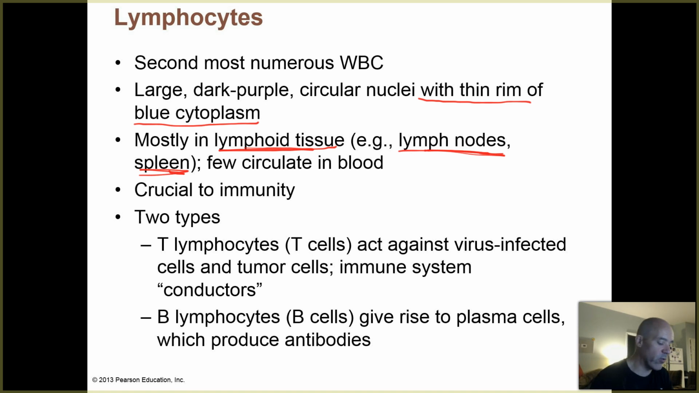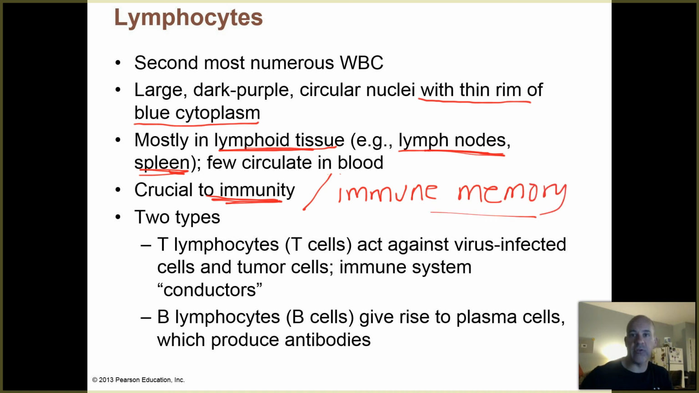These lymphocytes are crucial to immunity, including immune memory. So like when you get exposed to a particular strain of influenza virus, and then that protects you toward that particular strain for a long period of time afterwards. That's immune memory. These types of cells play a very crucial role in that. Lymphocytes, you have two major categories: T lymphocytes, or T cells, and your B lymphocytes, or your B cells. And as we'll see, we'll cover these in more detail in Unit 3.